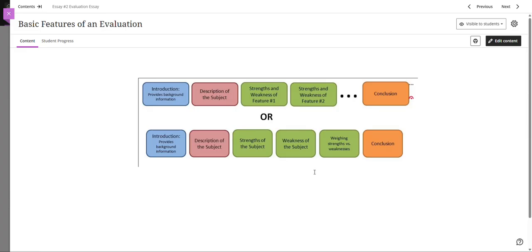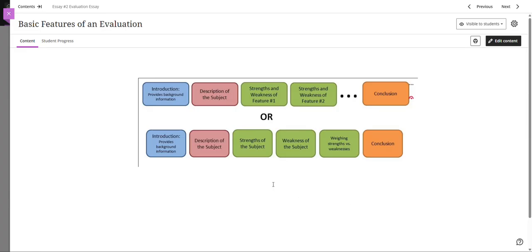In other words, this is where you really make the determination as to whether or not you are for or against the parenting method that you're going to decide on. So, again, just two different ways of actually talking about the strengths and weaknesses in an evaluation.